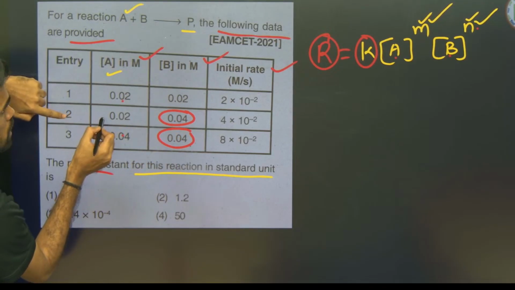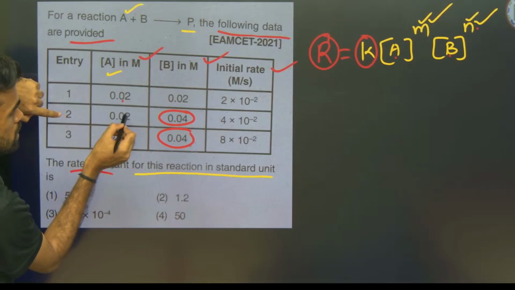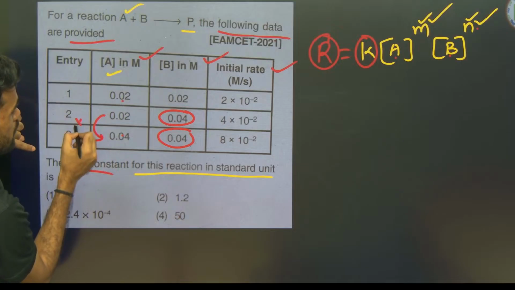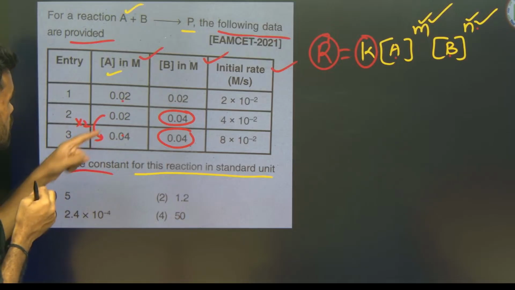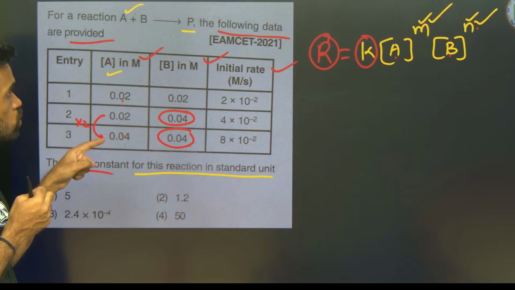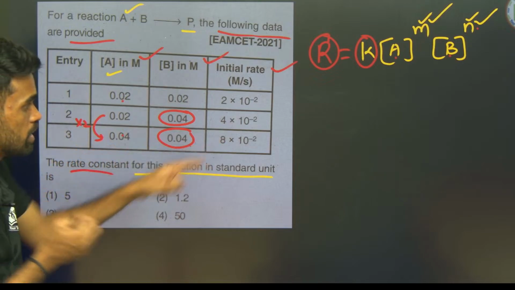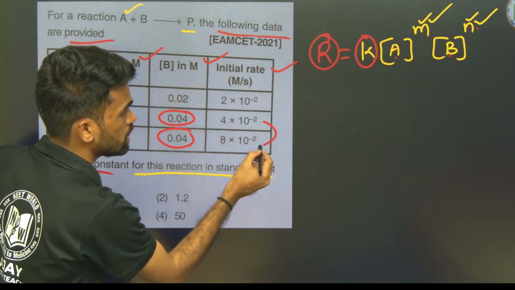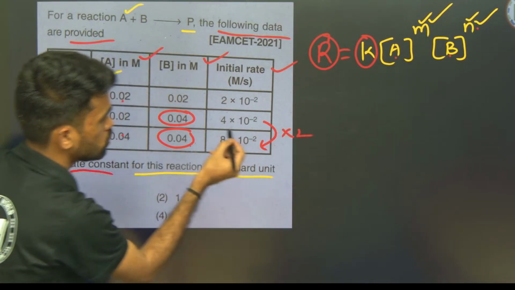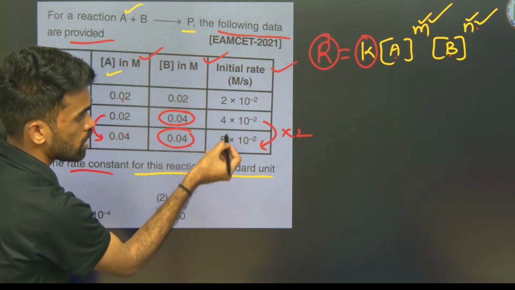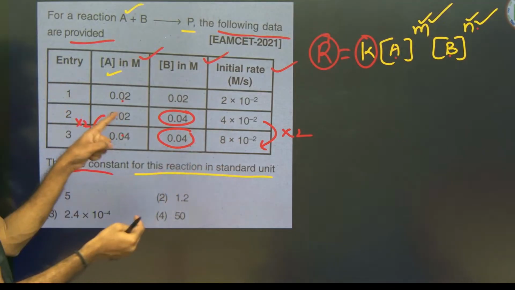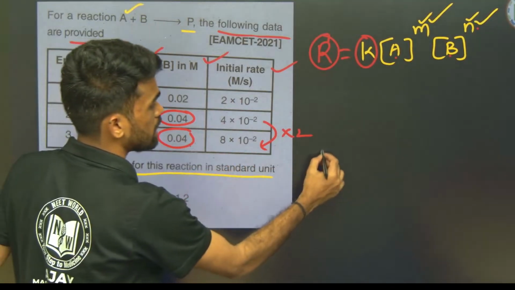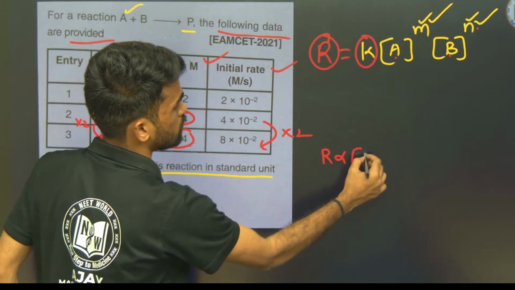But change of concentration of A is there here. It is becoming 0.02 to 0.04. It is multiplied with 2 right now. It means concentration is increased 2 times. Here when concentration is increased 2 times, rate is also increased 2 times. Just check here, 2, 4 to the 8. It means if this is increased 2 times, this is also increasing 2 times. It means rate is directly proportional to concentration of A.